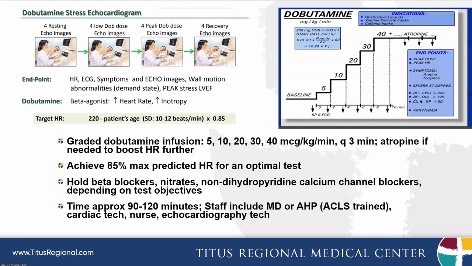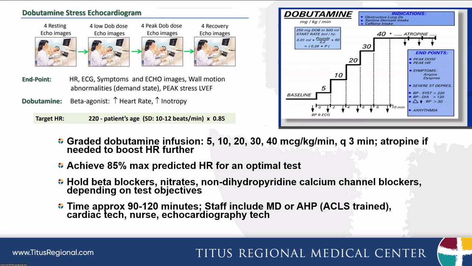We can then have the patient lie on a table and infuse dobutamine through an IV, first at very low doses, and then every 3 minutes increasing the dose sequentially to higher doses, just as we would have them walk on a treadmill at higher and higher levels of exercise. Again, our goal is to try to reach 85% of predicted maximal heart rate.